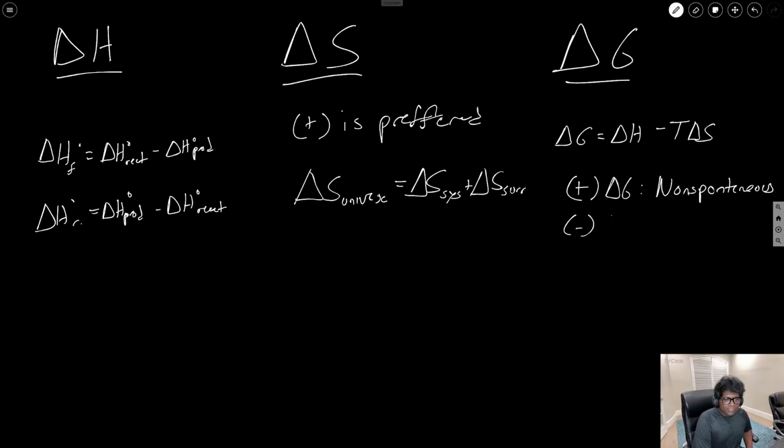Now, a negative delta G, what does that mean? Knowing what I just said, this is a spontaneous reaction. Negative delta G means high entropy, low enthalpy, it's going outwards, it's easy for the reaction to move forward. Most natural reactions are spontaneous, negative delta G reactions. So make sure you guys know that. That's basically it. If delta G equals 0, it's equilibrium.